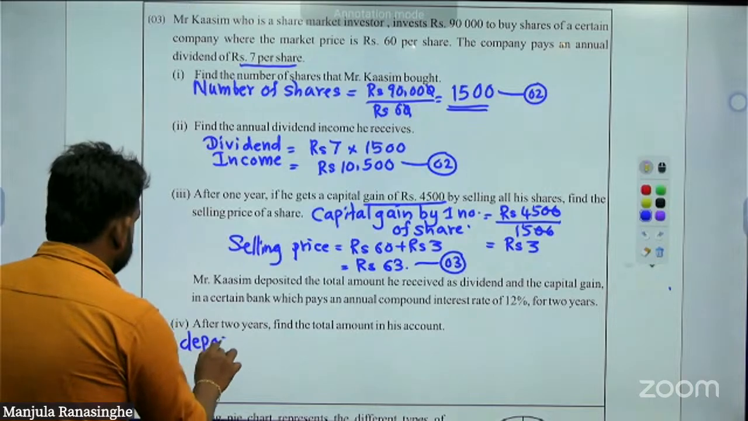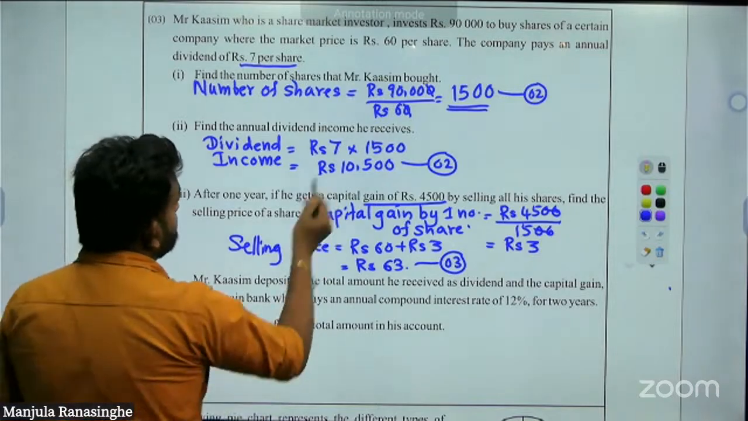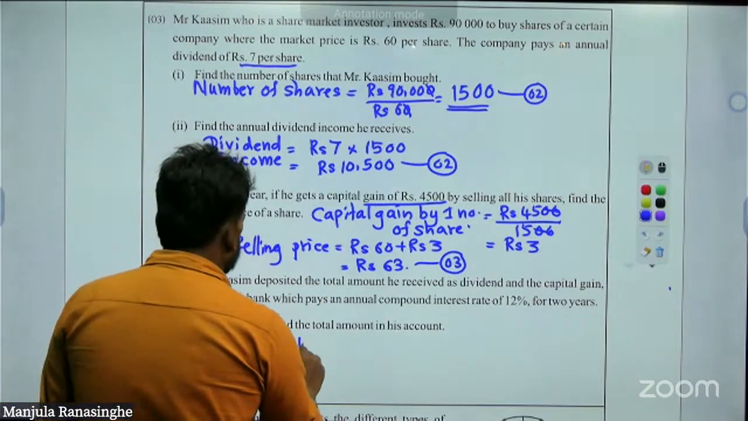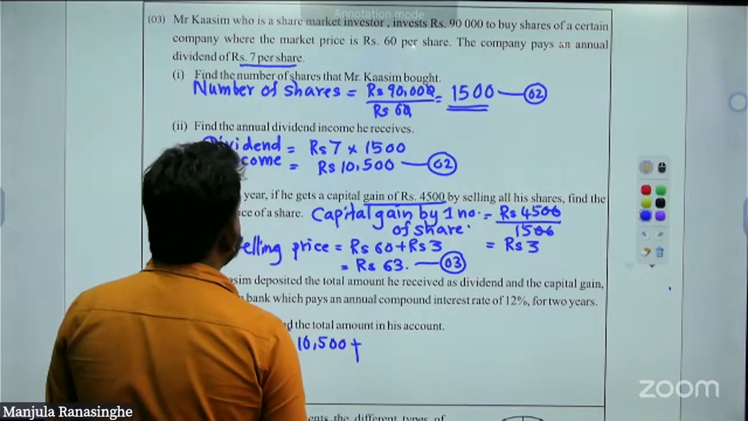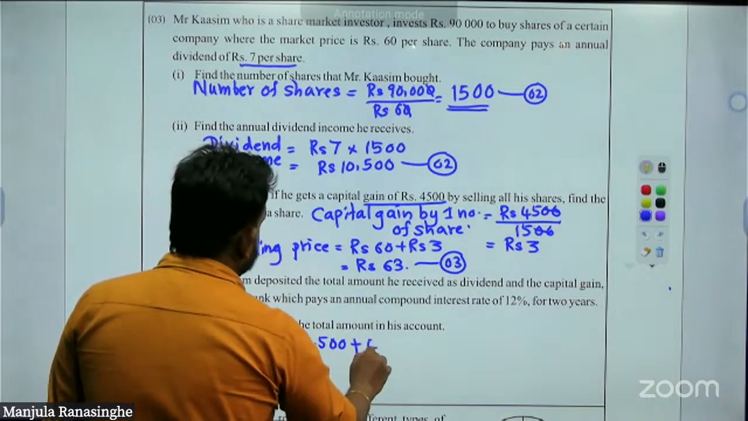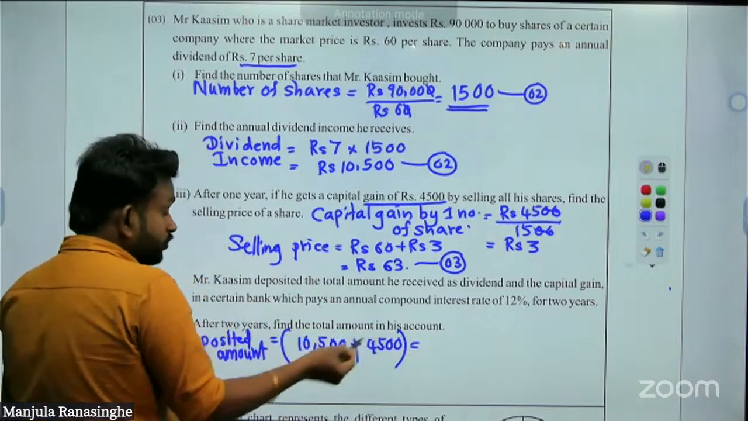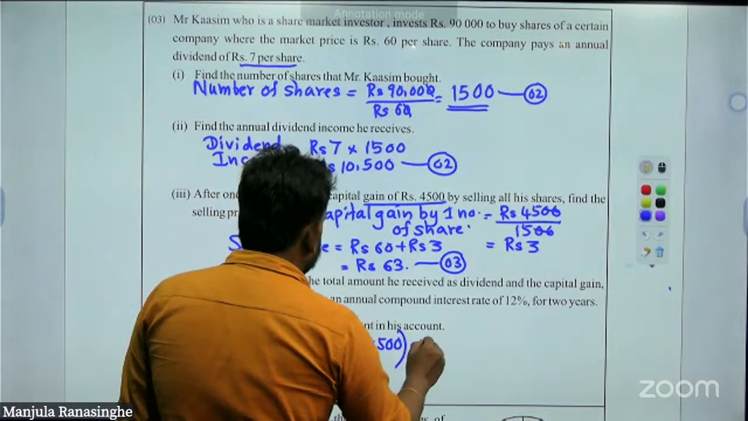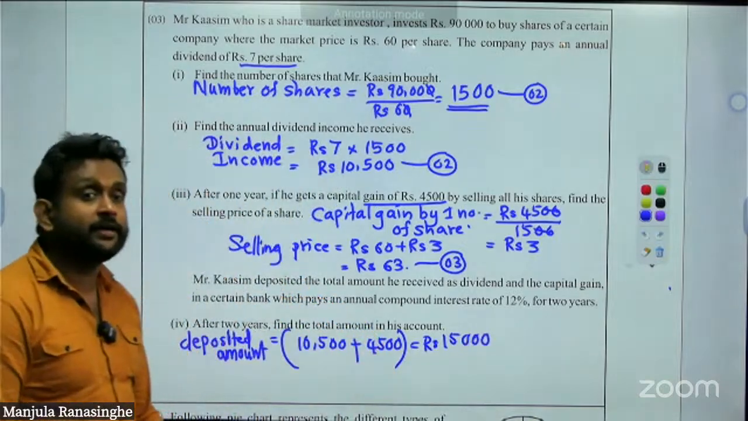They say that the deposited amount is the sum of the capital gain and the dividend income. The dividend income is rupees 10,500, plus the capital gain he got, which is 4,500. So the total income that he is going to deposit is 10,500 plus 4,500, which is rupees 15,000. Now he is going to invest the 15,000 in the bank.